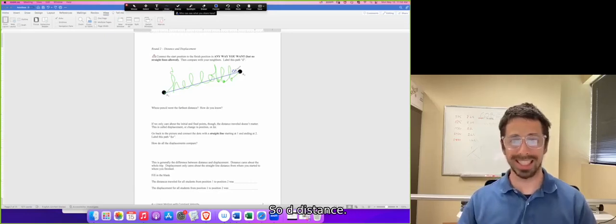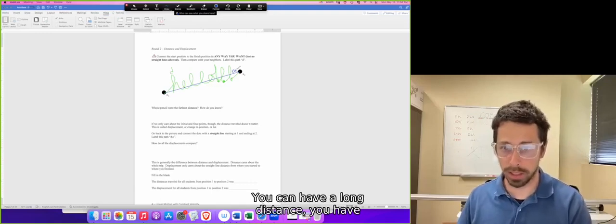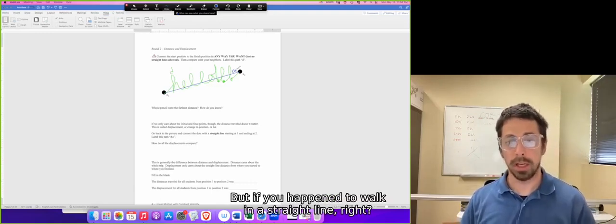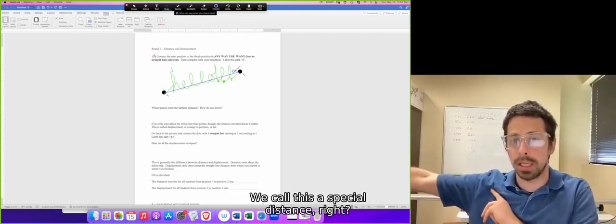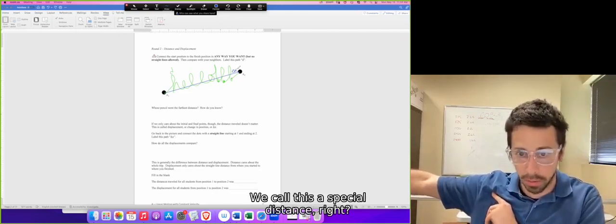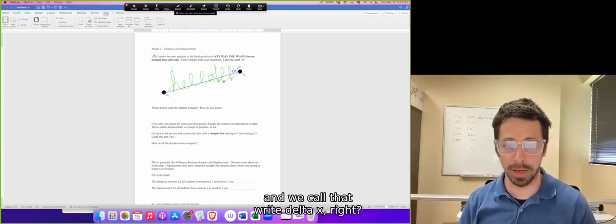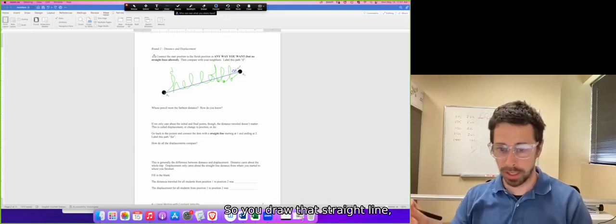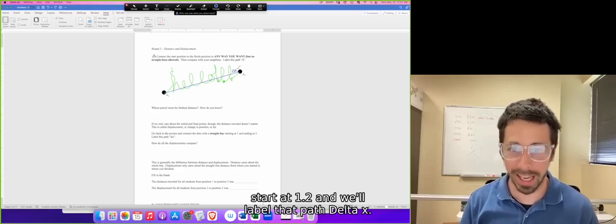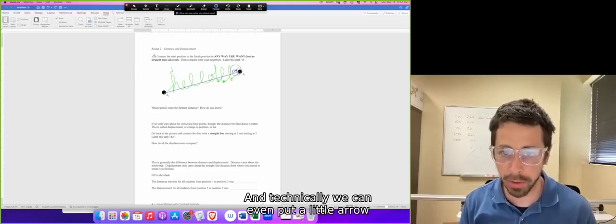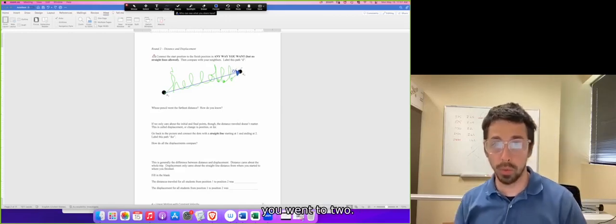So I'm going to label this delta x. D, distance, doesn't matter how you get there. You can have a long distance, you can have a short distance. But if you happened to walk in a straight line, we call this a special distance. We call that displacement, and we call that my delta x. So you draw that straight line, start at 1, end at 2, and we'll label that path delta x. Technically we can even put a little arrow here too. You started at 1, you went to 2.